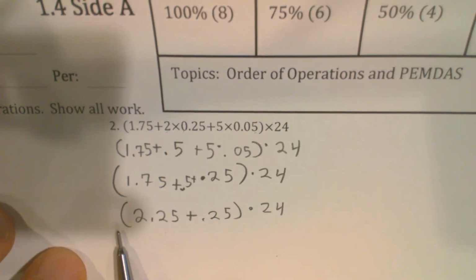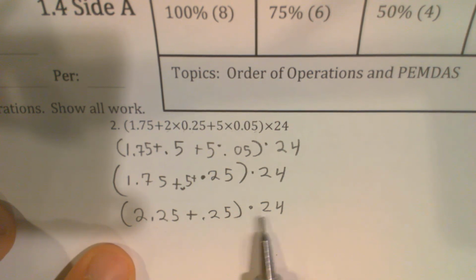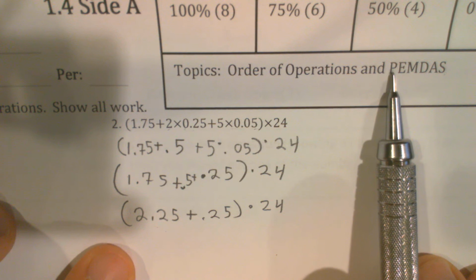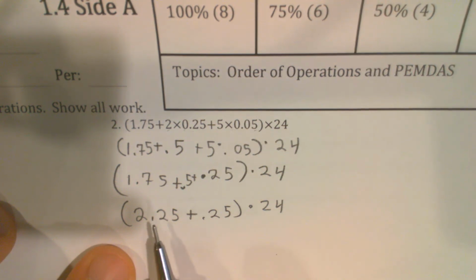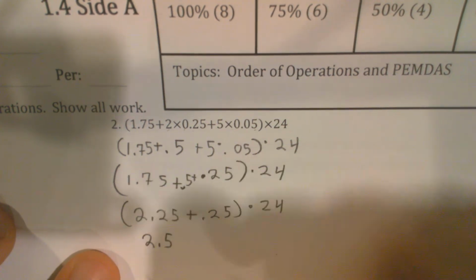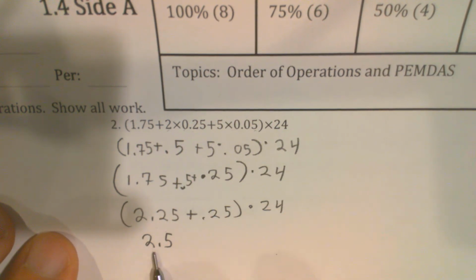We're still working in the parentheses. That's why we're not multiplying yet, because we're still in the P of PEMDAS. Now we have 2.25 plus 0.25. That's going to give us 2.5. We're down to a single number, so we can drop the parentheses.